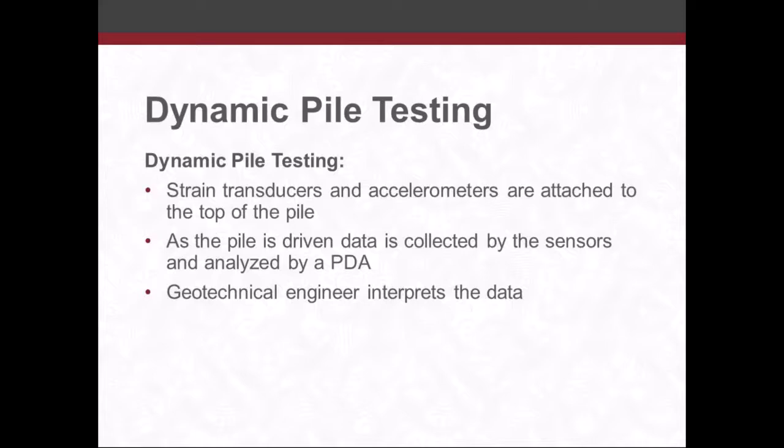So as I mentioned, the gauges are attached to the top of the pile, and as the pile is being driven into the ground, the data is being analyzed by the pile driving analyzer, and during data collection needs to be interpreted by the engineer. So one of the things we look for is the results should match up with soil boring data for the site, to make sure that we have good data.